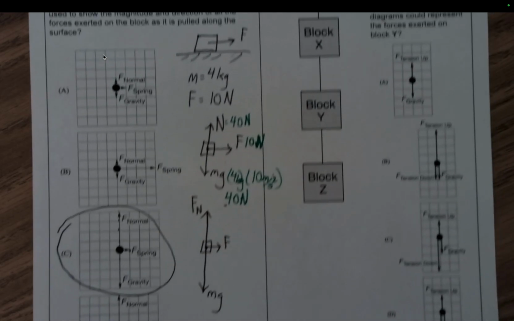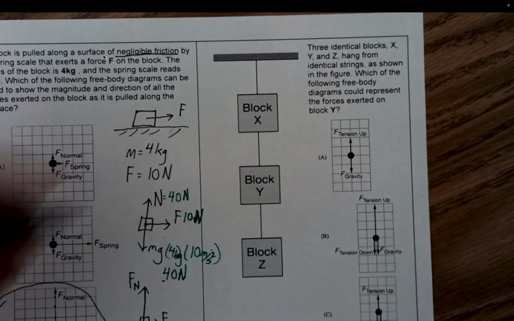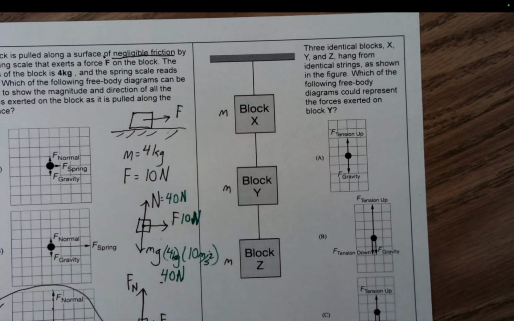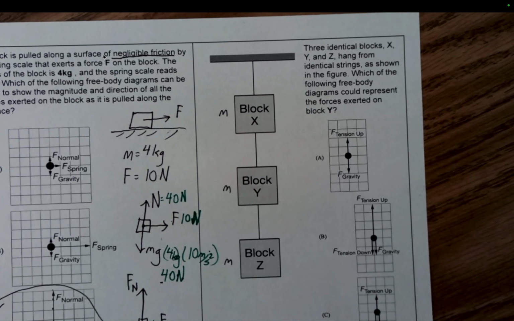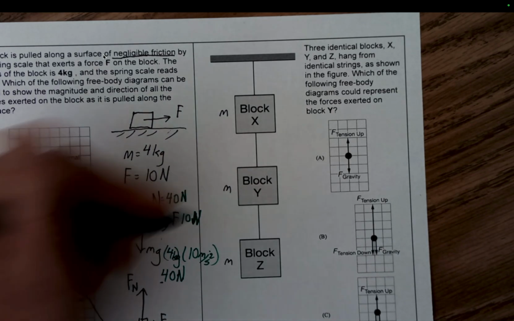That's how we're able to get to this as our solution, but noting the scale. So now as we move to this next one, we're going to have these 3 identical blocks. When they say identical, they all have the same mass. So whatever mass the block X has, block Y has, and block Z has, so they're identical. And they're hanging on these identical strings, as shown in this figure. So which of the following free body diagrams represents the forces exerted on block Y?